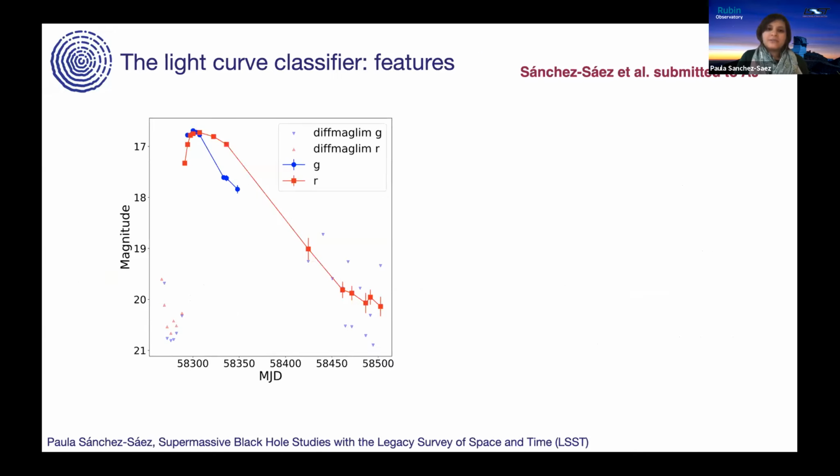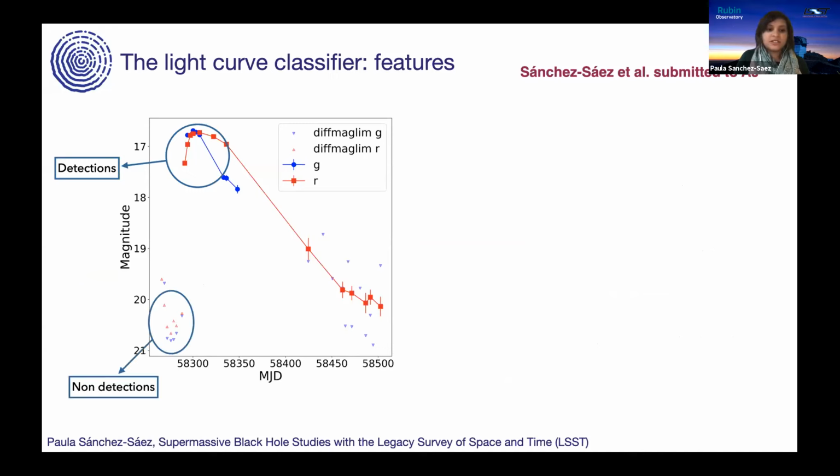So in order to classify, we need features. And we have two kinds of features. The first one are computed using the detections. So a detection is everything that you measure in the difference image that produces a 5 sigma difference between the science and the template images.